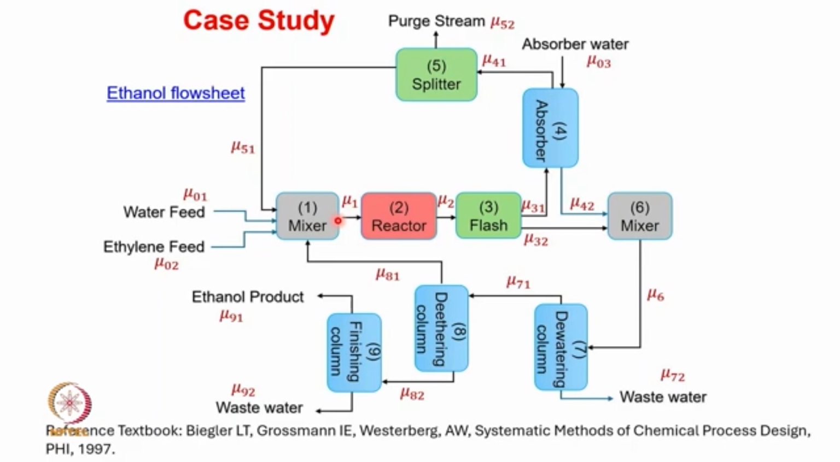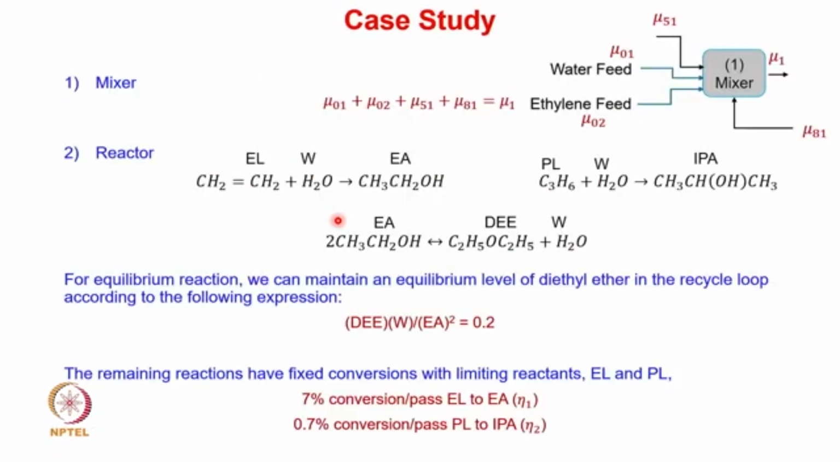So we can represent the mass balance for the mixture easily. You can see that the mass balance here is given by mu 01 plus mu 02 plus mu 51 plus mu 81 equals mu 1. With respect to each unit, the subscripts are used here: output from unit 1 is represented as mu 1, output from the second unit is represented as mu 2, etc. Then the next unit is a reactor.